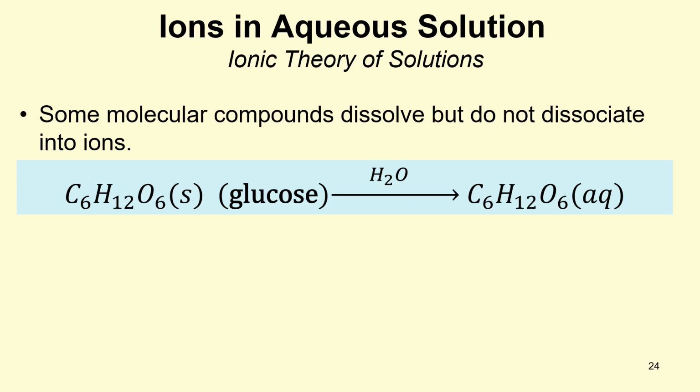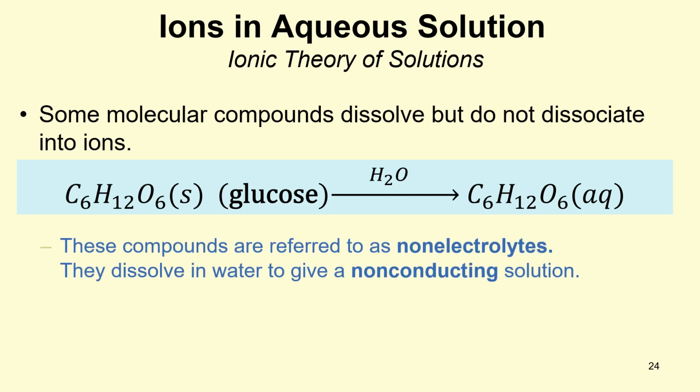So what happens is, if we just write aqueous here, we just mean it's dissolved in water. You take sugar and put it in water. So we would call this a non-electrolyte and non-conducting because it's not ionic at all.